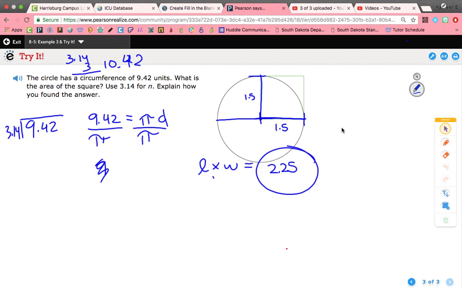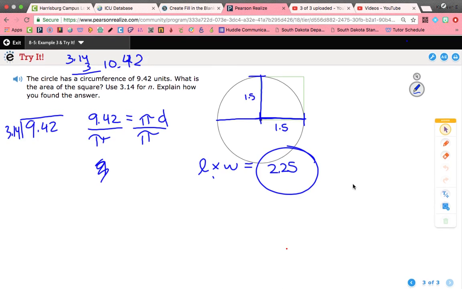Okay, so puzzling questions, you got to try to think outside the box sometimes, but know the difference between radius, diameter, how to find one given the other, and know how to find circumference, diameter, and radius given 2 out of the 3.